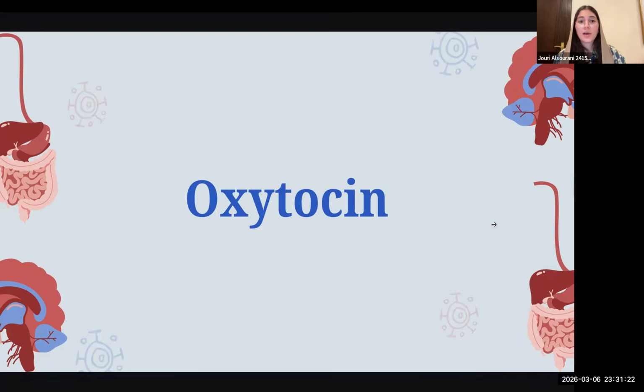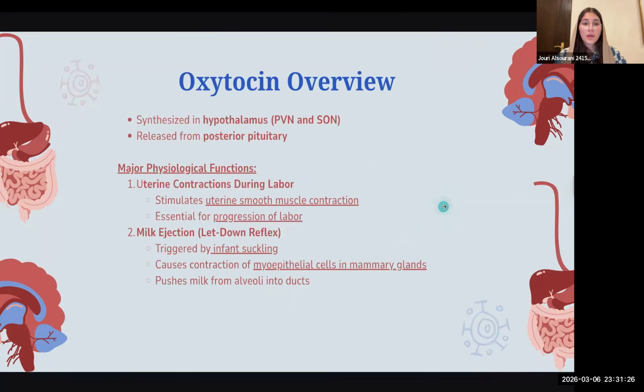And finally, for the last hormone of this session, we have oxytocin. Okay, oxytocin is going to be synthesized in the hypothalamus, okay, by PVN and SON, if you remember, we mentioned those. Then it is going to be released from the posterior pituitary, just like ADH.